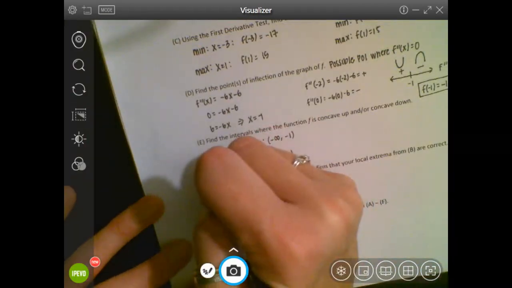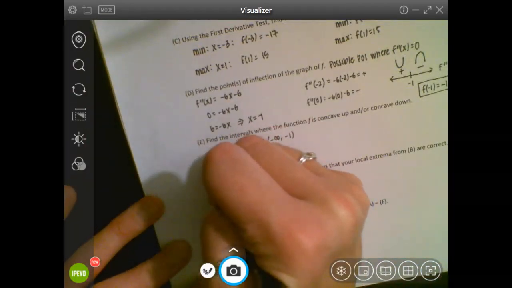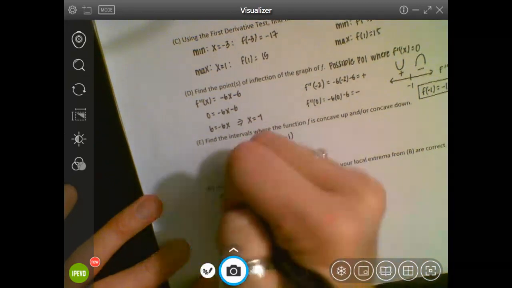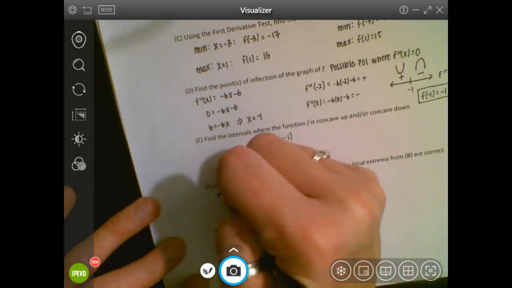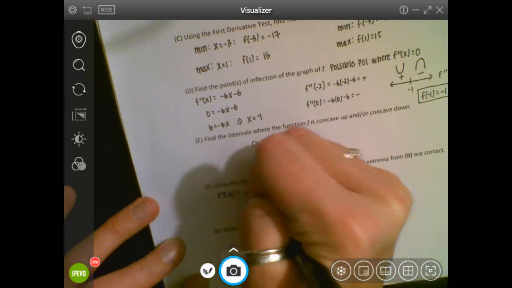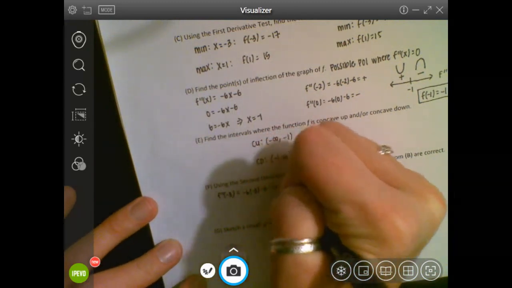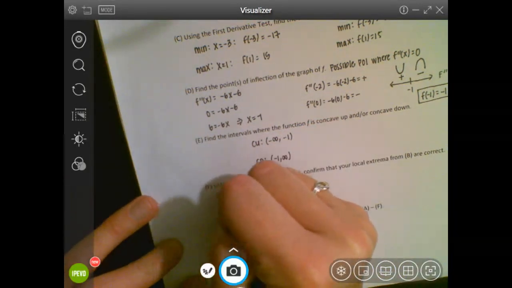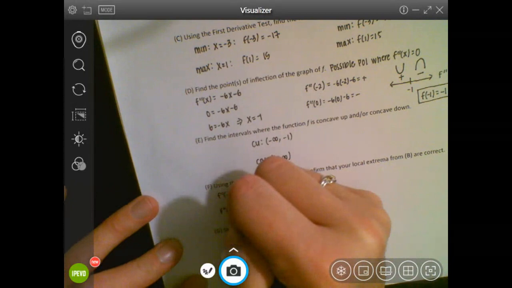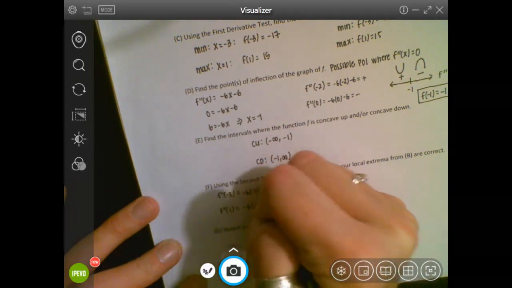I'll do, I don't know, the second derivative first. I'm going to do f double prime of my critical number of -3. Double prime, again, is -6x minus 6, which is 18 minus 6, which would be 12. And I'll do the same thing for my other critical number of 1. So f double prime of 1, -6 times 1 minus 6, will give me a -12.